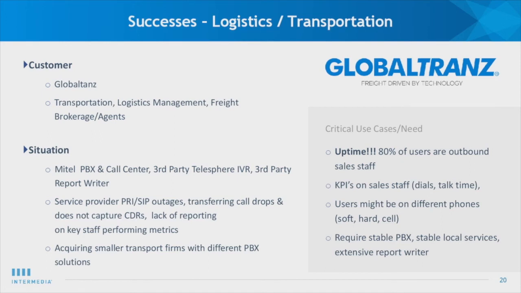They had Mitel, but they also had some other telephony in their different locations. Obviously, they were having some PRI outages. That happens. There were some SIP outages. There were some local phone and telephony outages that went sideways. And every second these guys are offline costs them money. These logistics companies do not mess around.